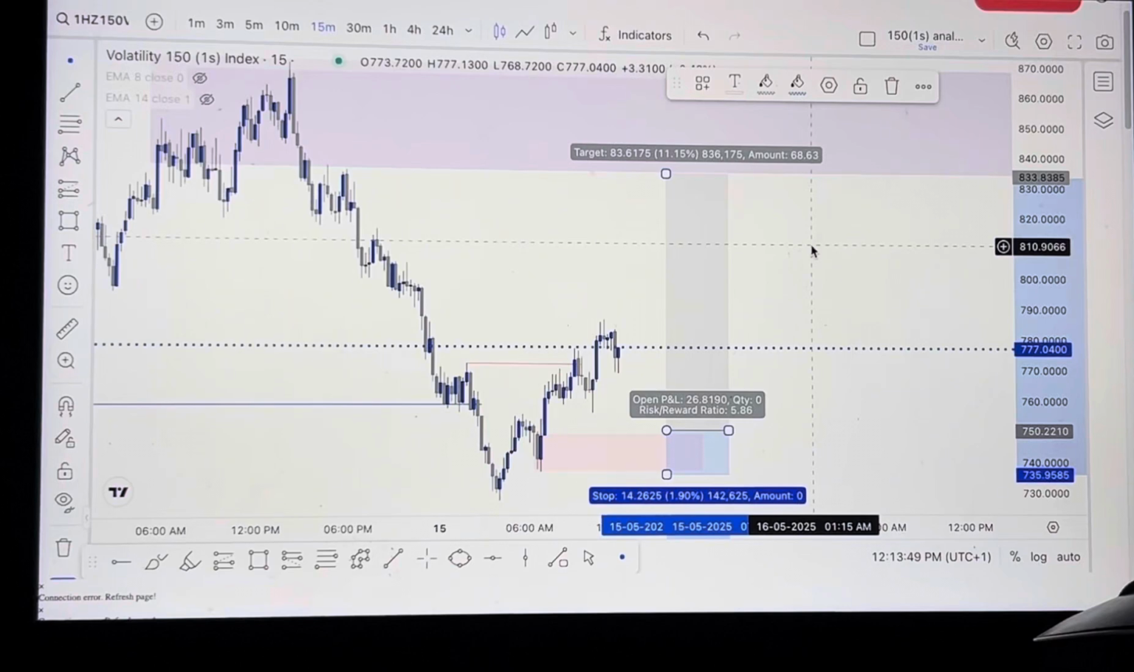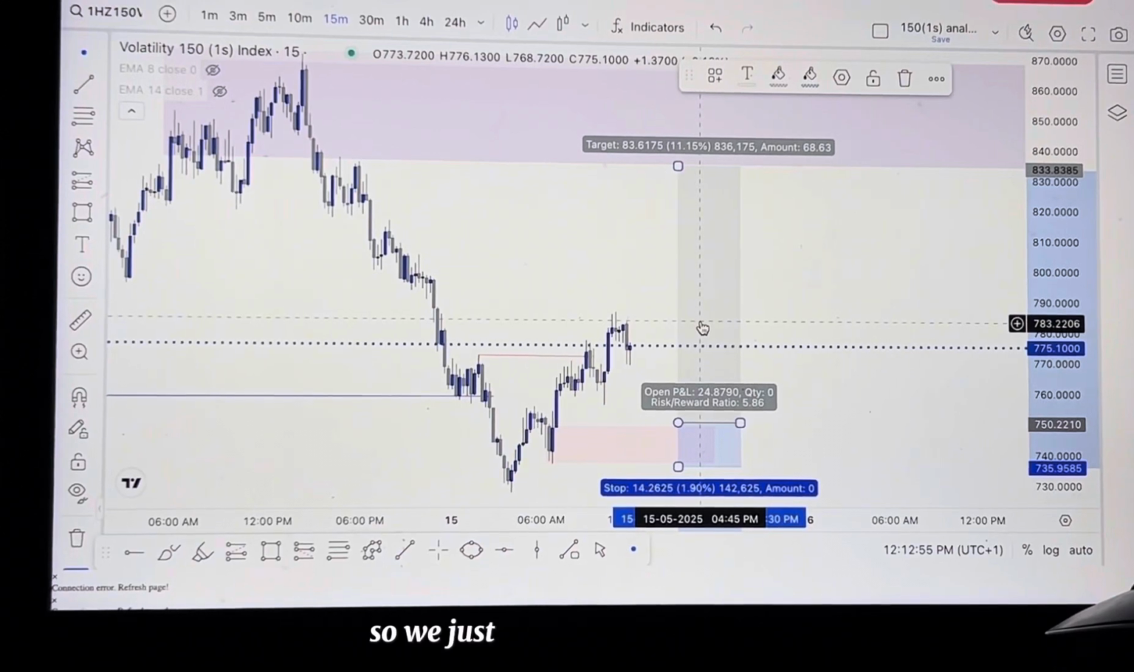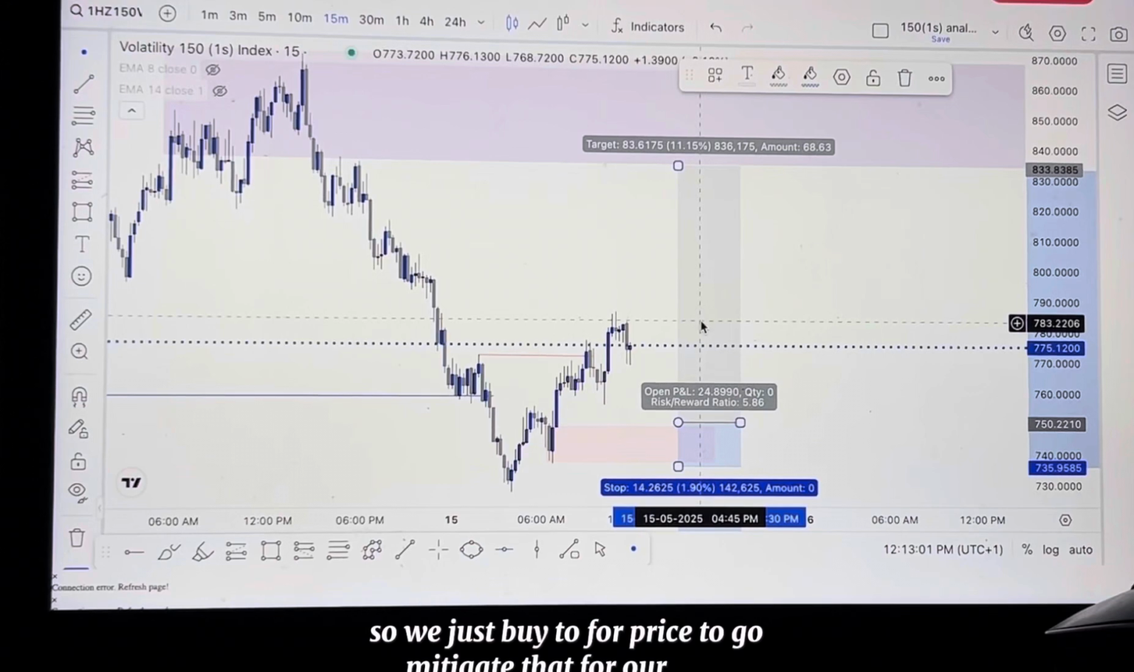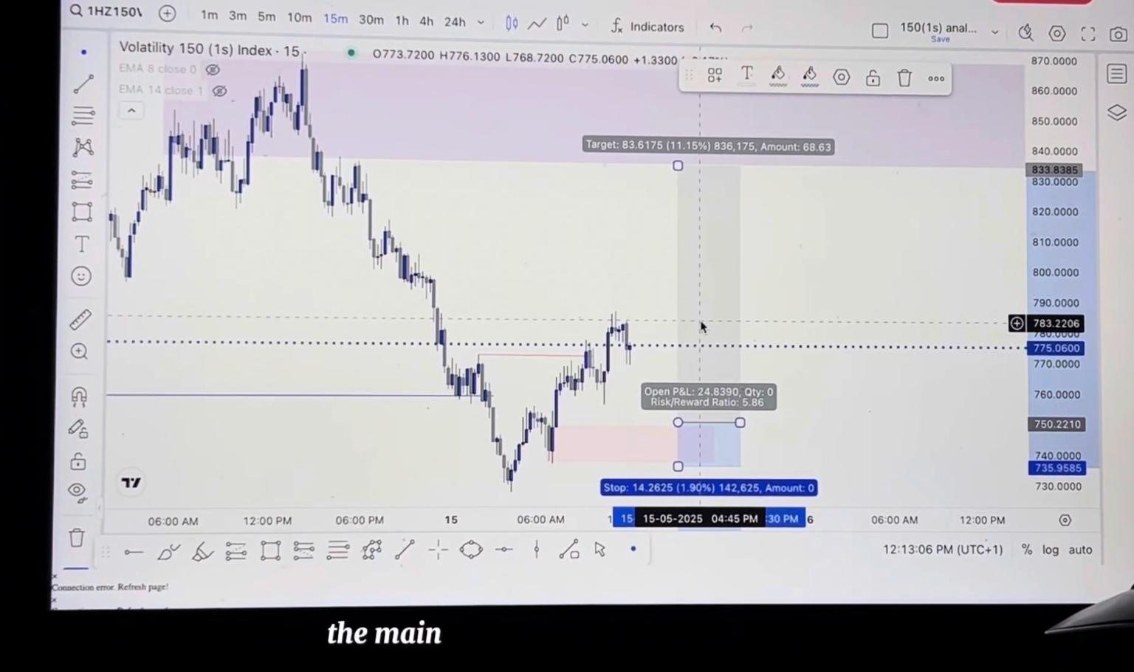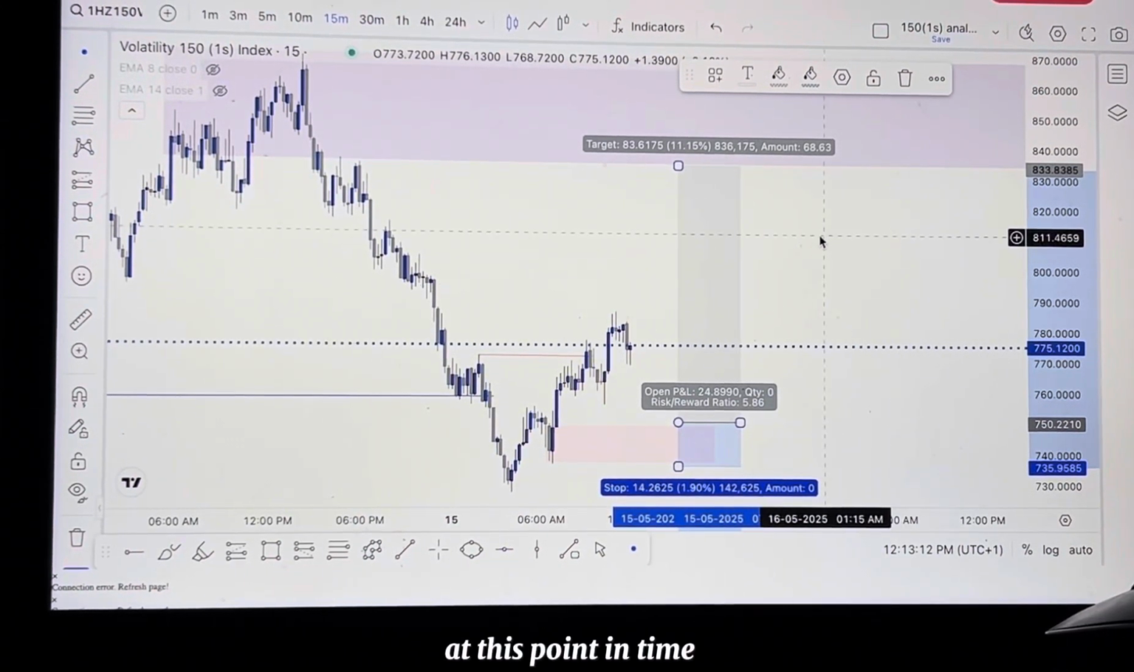So break of structure, we expect a pullback. This will be the pullback because price gave us a lower low, lower high. I expect a lower low, but price did what? Gave us a higher low and took out the flip reaction and took out a chalk. So price has to come mitigate here for us to buy. The reward ratio there. So we just buy for price to go mitigate that 4-hour zone, and then we will sell. Sell is the main direction or bias that we are considering at this point in time.